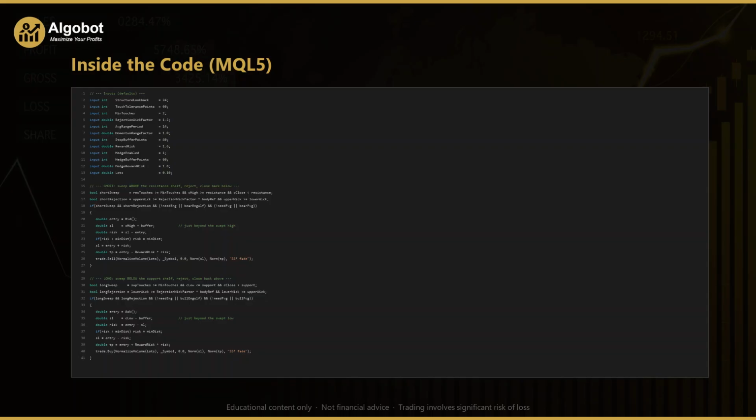At the top are the inputs. StructureLookback sets how many bars define the shelf. Touch tolerance points and MinTouches decide how close a bar must come, and how many touches are needed for a level to count. Rejection wick factor controls how long the rejection wick must be relative to the body, and reward risk sets the take profit as a multiple of the risk. The hedge has its own inputs: hedge-enabled, HedgeBufferPoints, and HedgeRewardRisk.